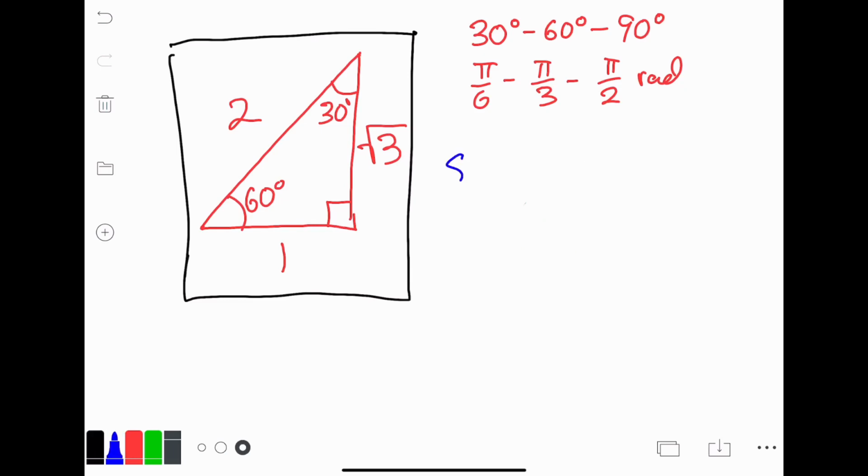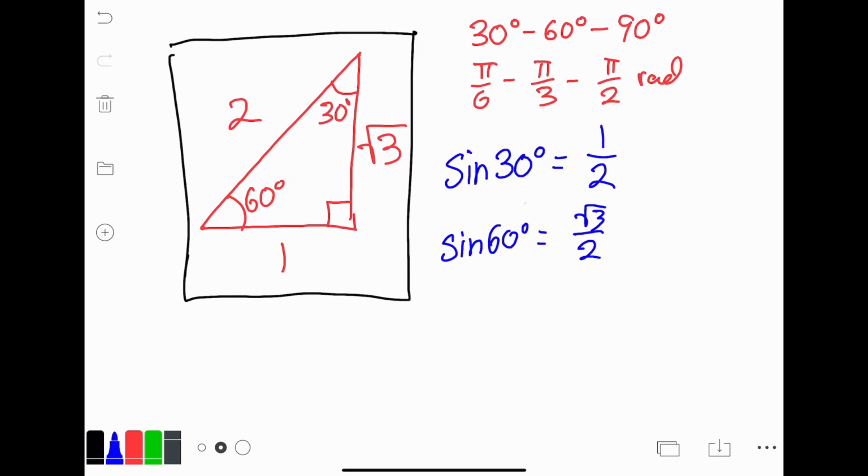So let's say we wanted to find sine of 30 degrees. Well, sine of 30 degrees is opposite over hypotenuse, so that would be 1 over 2. Alternatively, sine of 60 would be square root of 3 over 2. How about now cosine of 30? Cosine of 30 would be adjacent over hypotenuse, so square root of 3 over 2.